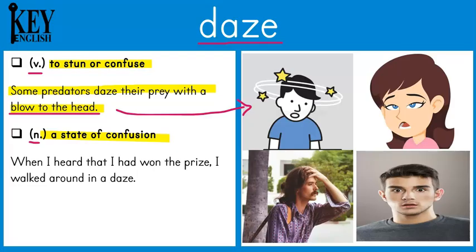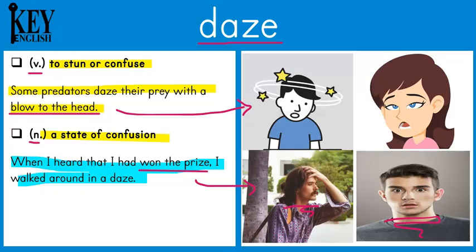We also said that it can be something surprising, so we can make a sentence like, when I heard that I had won the prize, I walked around in a daze. So maybe this person did not expect to win the prize, so they were very surprised or shocked, and they were just in this state of daze where they don't really know what to do. They might be a little bit frozen or not moving around.